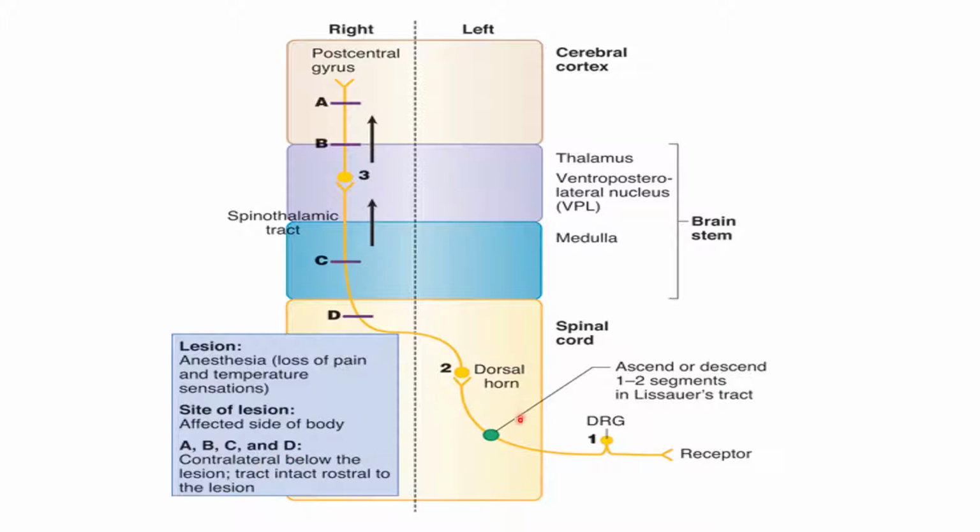If there is damage on the peripheral nerve or in the spinal cord level, right at the arrival of the dorsal root ganglion, there would be loss of sensation ipsilateral.